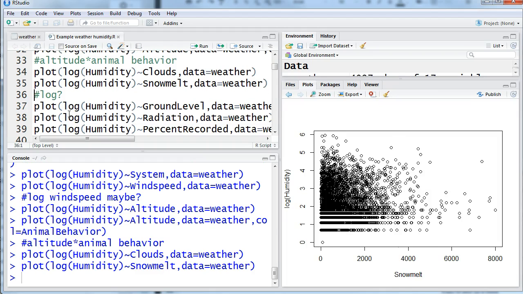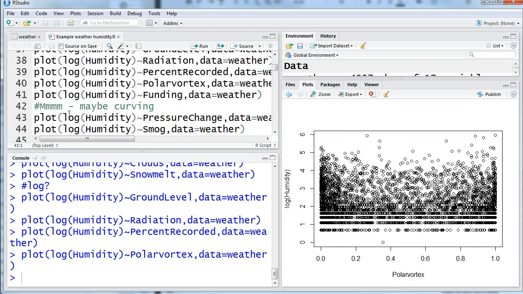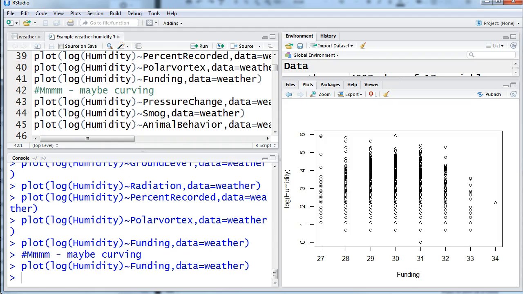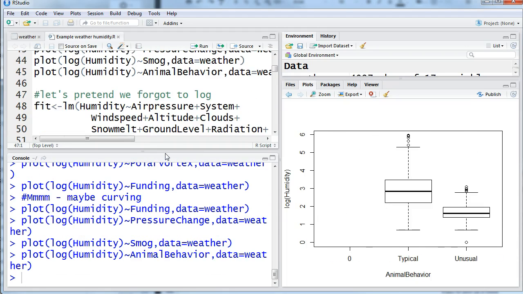These, I don't see much. This one, okay, snow melt, maybe a log. I think that's what we had on the last model, and it turned out to be significant. These ones, it's really hard to see much pattern. Now, this one, funding, I really felt like maybe there was some curvature going on here. I think at this point I didn't put it in, if I remember what I did earlier this morning.